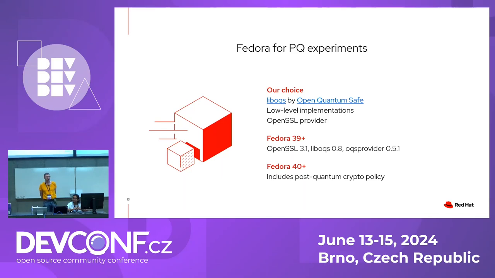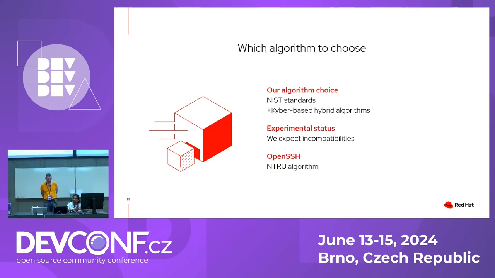So these versions are already available since Fedora 39, which is the oldest version that is currently supported, so Fedora is currently completely ready for the experiments. And since Fedora 40, we have implemented a crypto policy that provides, as I mentioned before, consistent configuration for post-quantum experiments.